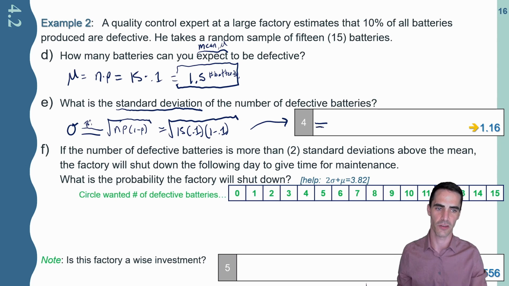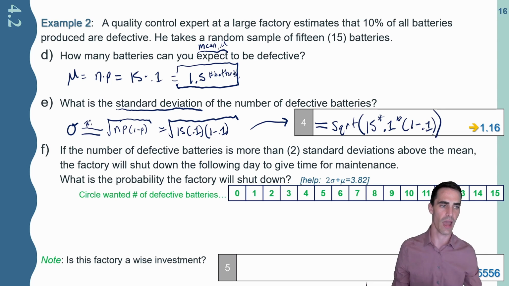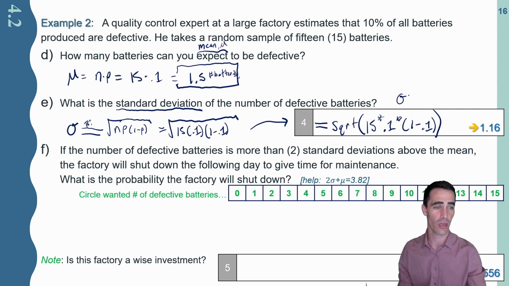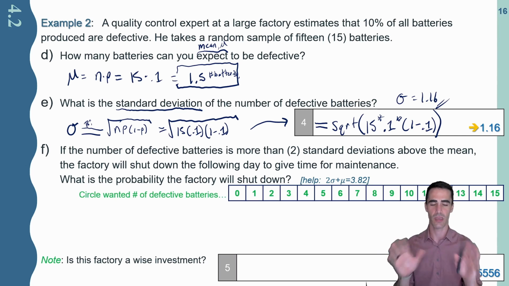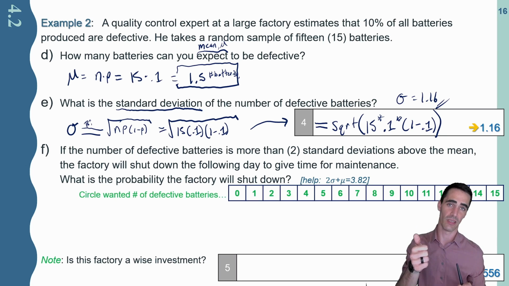Whenever you do calculation, make sure you type in equals. Square root is just sqrt. And then I can type in 15. If you want to do multiplication, you can do a little star, or you can do parentheses, 0.1, little star, parentheses, 1 minus 0.1. And then you end that bracket. And it looks like our standard deviation is going to be 1.16. And so we can compute these much more easily than a probability distribution.